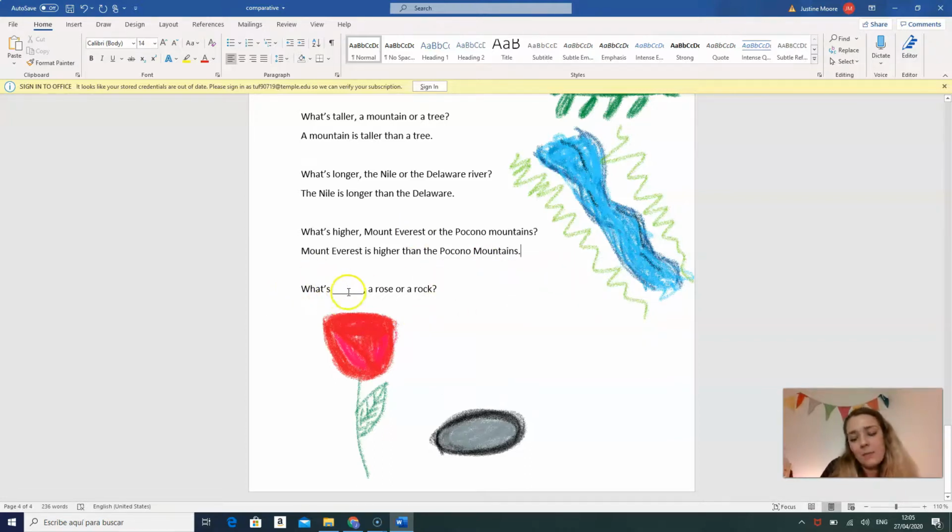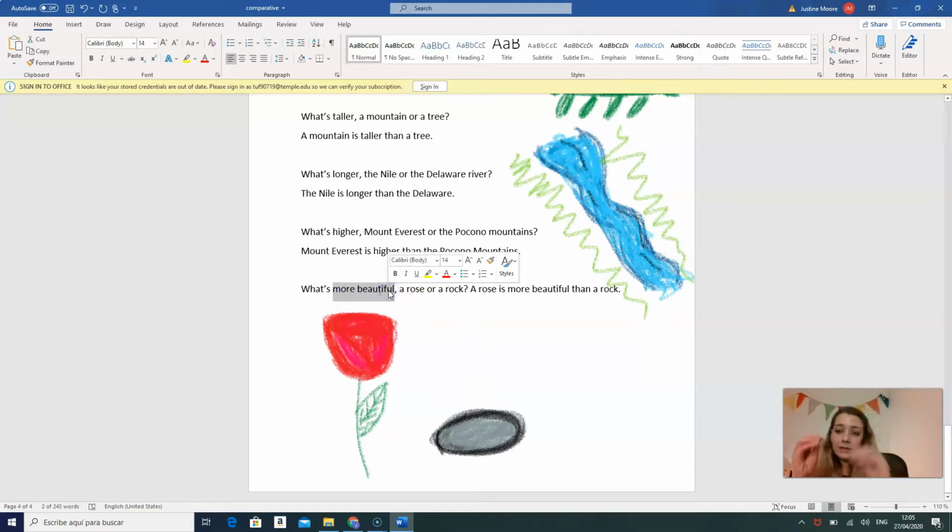So next is beautiful. Now be careful. Can we add ER to beautiful? No, we cannot. So what's more beautiful, a rose or a rock? Answer, a rose is more. Now remember, it has to be more beautiful because beautiful is a long word. Because it is long, you cannot add ER.